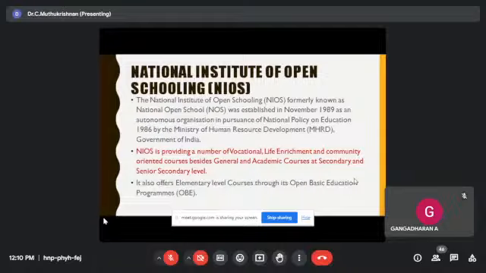So it was established in 1989, and as per the instruction of the MHRD, Government of India, they are giving much importance to open school education, I mean the National Open School as well as the National Institute of Open Schooling. NIOS is providing a number of vocational and life enrichment programs as well as community-oriented courses, besides general and academic courses at the secondary and senior secondary level.